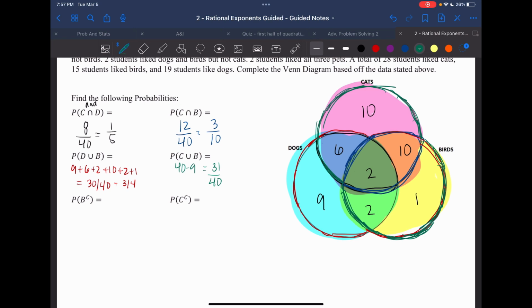Probability of birds complement. So we want no birds whatsoever. All right, let's go ahead and do everything that the birds are not touching. So that would be over here. We're going to come around here. Everything, no birds whatsoever. Which is 10 plus 6 plus 9. Which is 25 out of 40, which is 5/8.